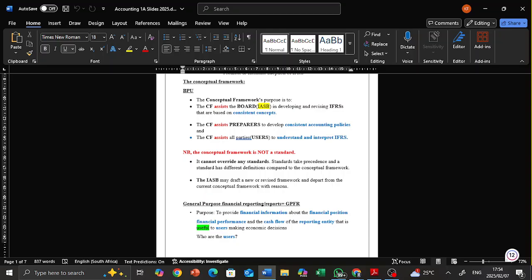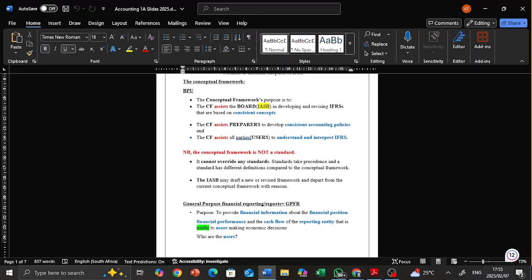All right, the conceptual framework also assists the preparers. Okay, right? Preparers are usually preparers of financial statements. In a sense, you could say it would be your accountants, right? They need to ensure that previous financial statements are accurate in order for them to present updated financial statements using IFRS, all right, to keep and develop consistent accounting policies, okay? And then it also assists all parties, these parties known as the users of financial statements.